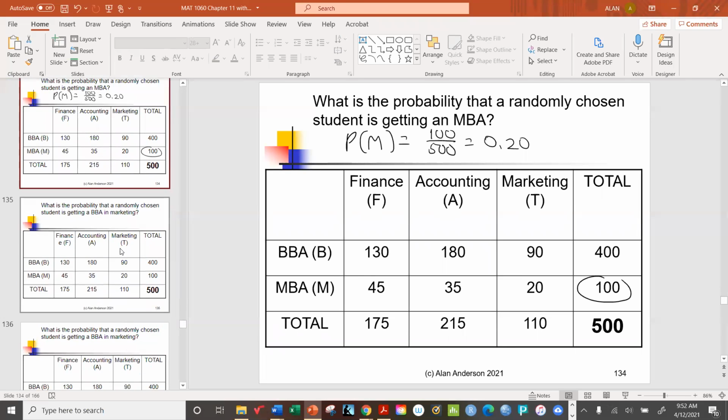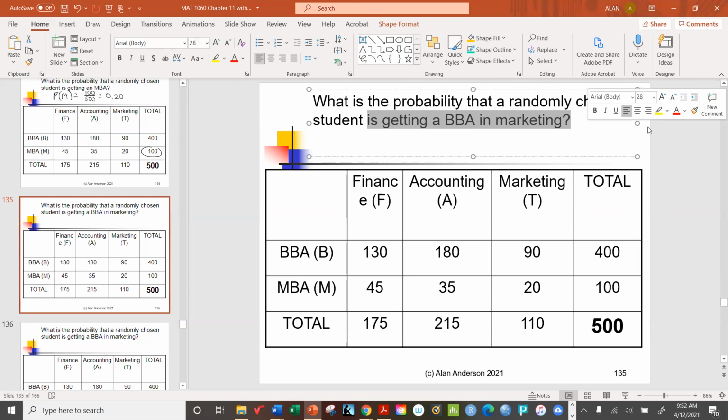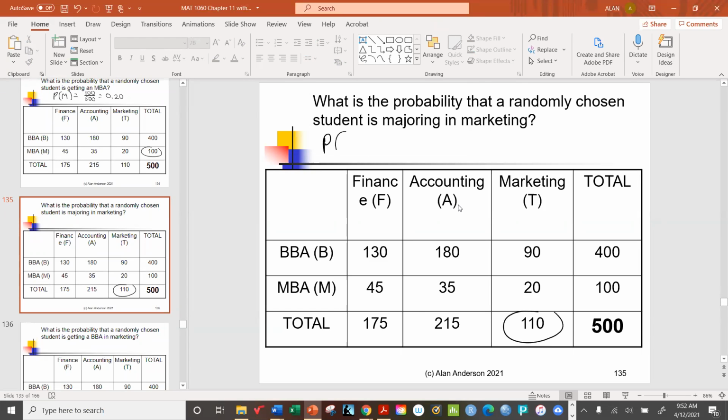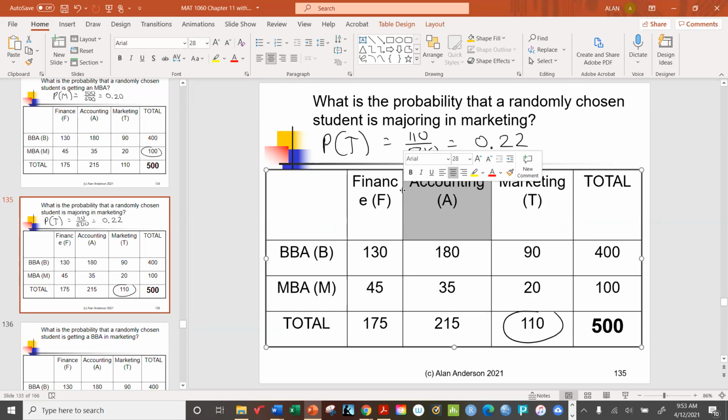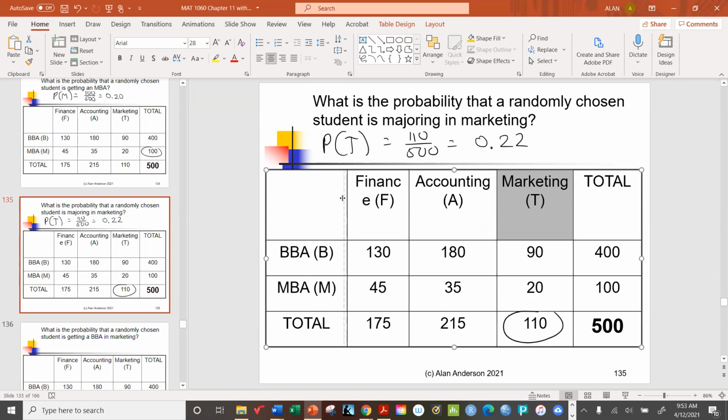All right, let's do one more. I think that will do. How about the randomly chosen student is majoring in marketing? Okay, so in that case, what we're after is all the marketing majors, regardless of whether they're getting a bachelor's or a master's. And that turns out to be 110. 110 of 500 is 22%.